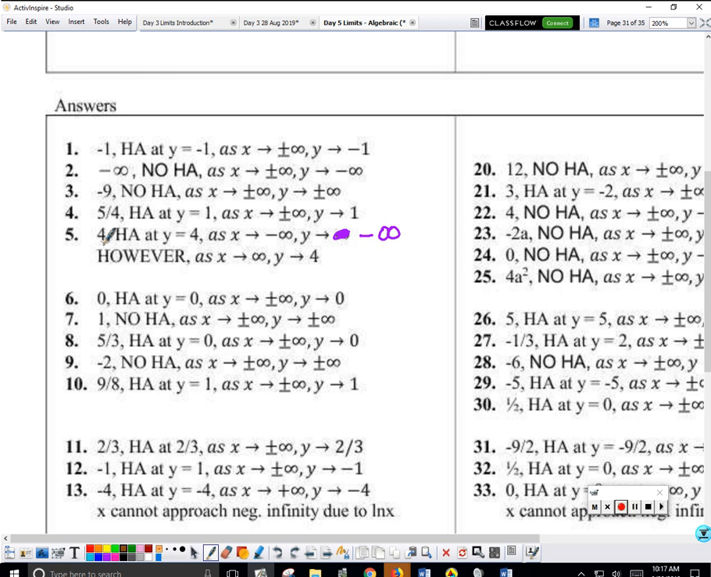So 4 is the value of the limit that they asked me to find. That tells me there's a horizontal asymptote of y equals 4. Now I'm going to check at negative infinity. As x approaches negative infinity, the y value is approaching negative infinity. So there was no horizontal asymptote in that direction. And then here I'm just clarifying that as x approaches positive infinity, y does approach 4.